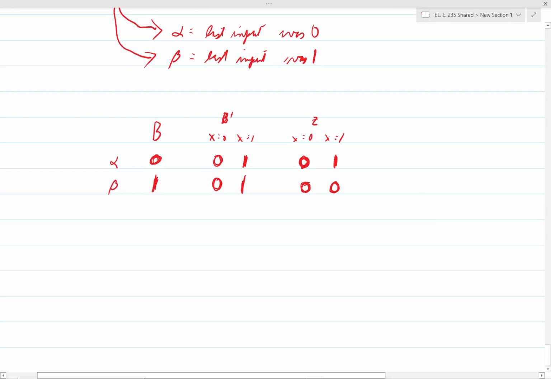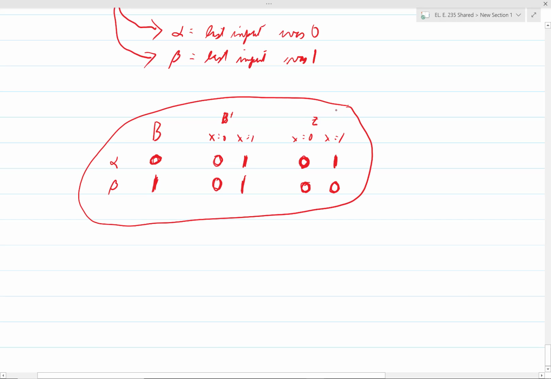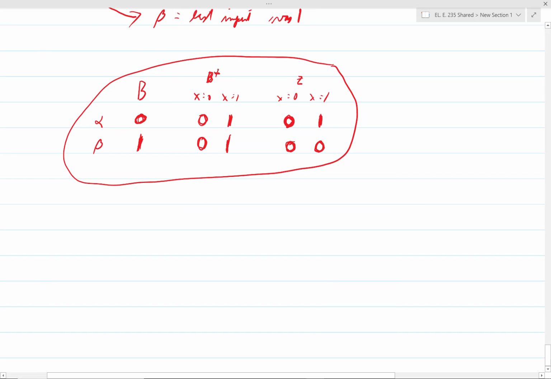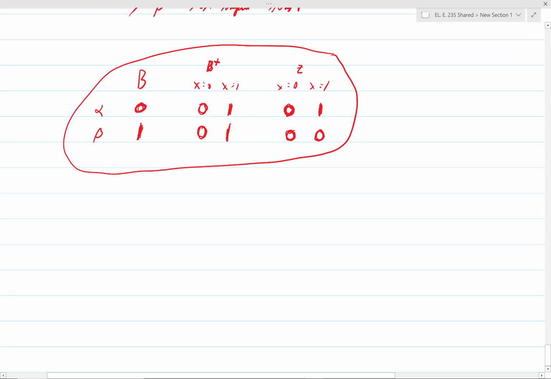And so this right here would be a minimal transition table for us. And I guess as long as I've come this far, I might as well go ahead and finish it. So you can see here that, well, let me take a quick break here.